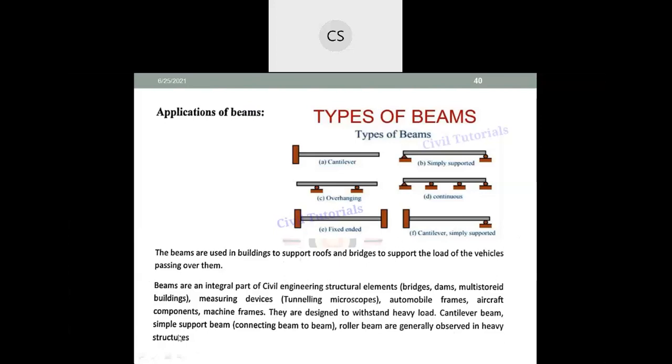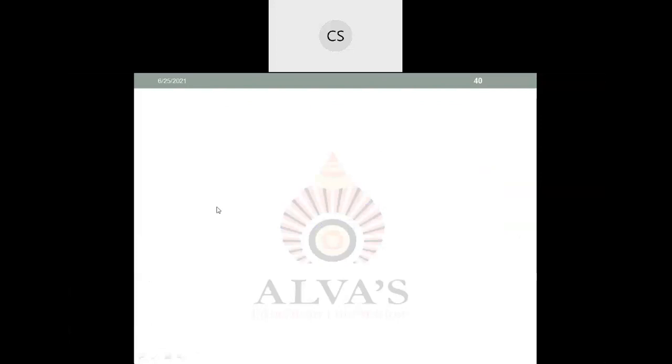Cantilever beam, simple support beam, continuous beam, then roller beam. Roller beam is what I talked about. If you put wheels on this continuous support beam or overhanging beam, then it is a roller beam. That is observed in the case of vehicles and heavy structures you want to move. Okay, all right, is it clear?